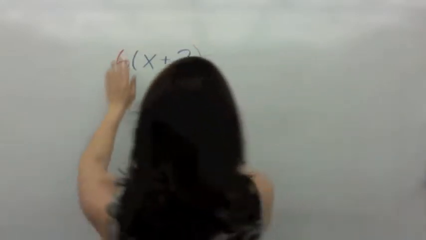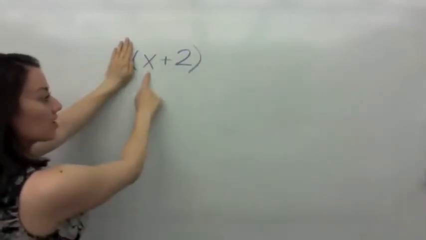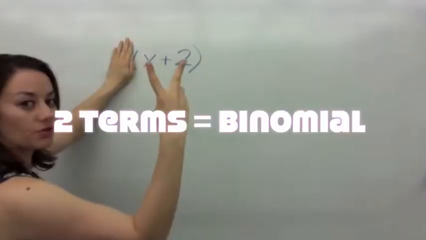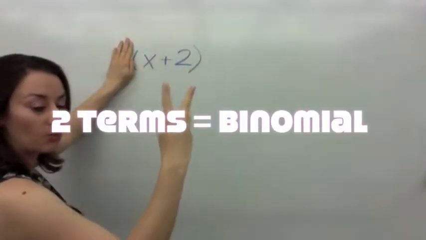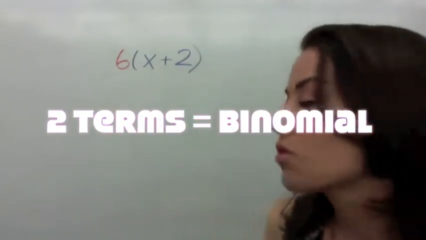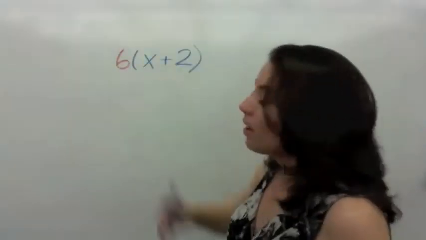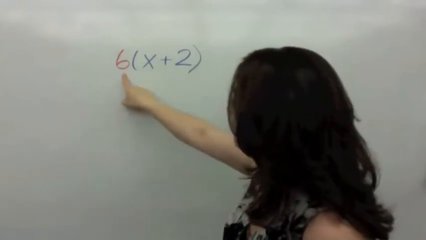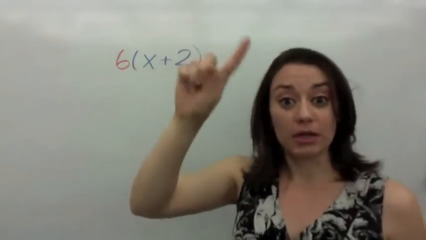How many terms are in x plus 2? You have x and you have 2. So how many terms? You have 2 terms. So you call that a binomial. What do you call it? A binomial. Binomial means 2. So we are used to multiplying a monomial by a binomial by distributing, right?